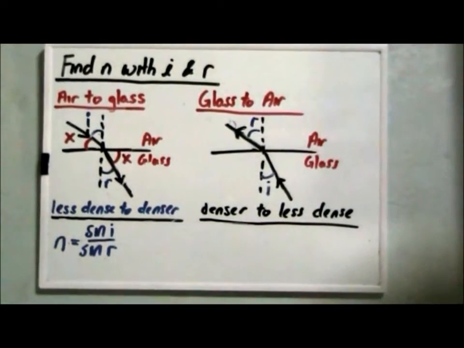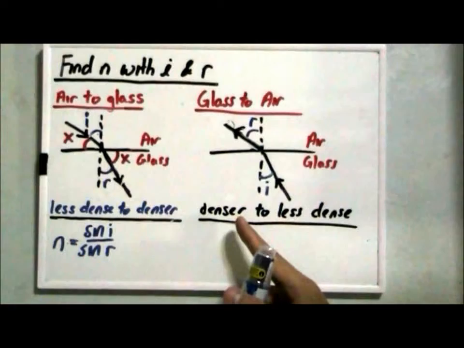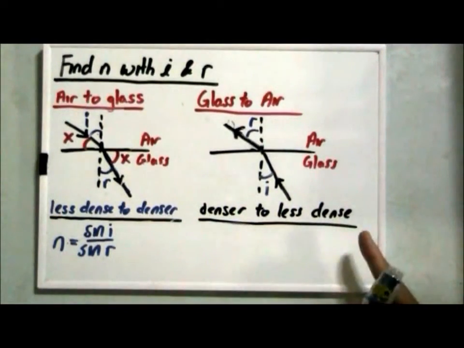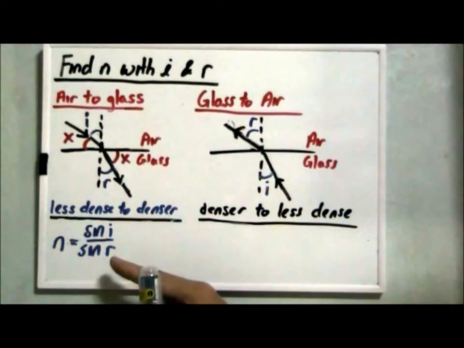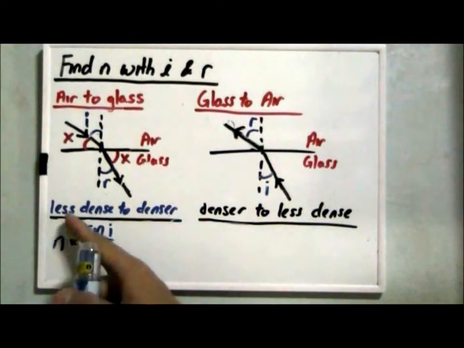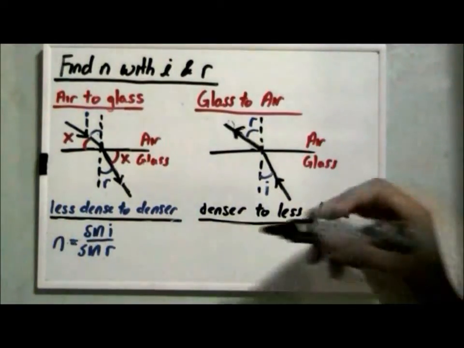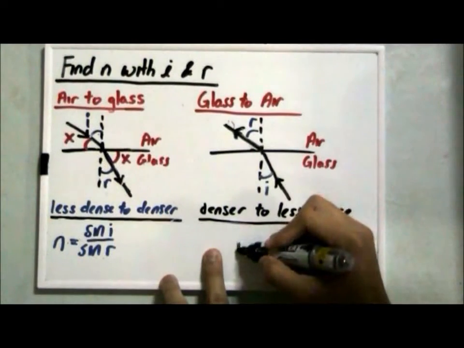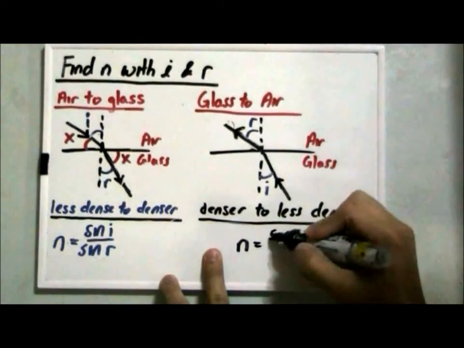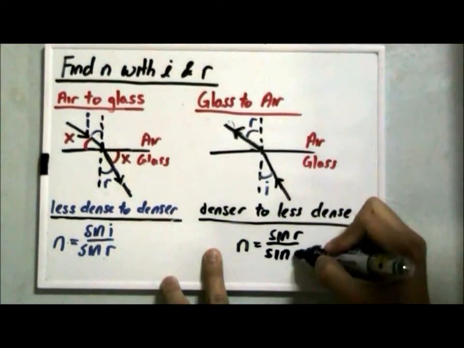The refractive index formula when the light ray is moving from an optically denser to a less dense medium is different from the formula when it's moving from less dense to denser. What is the difference? We just need to invert the formula. Instead of sine i over sine r, now it becomes sine r over sine i.